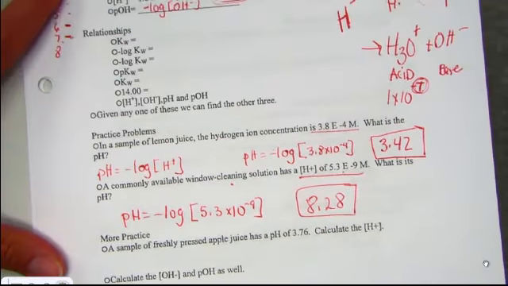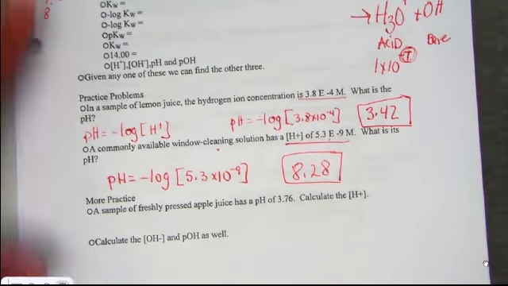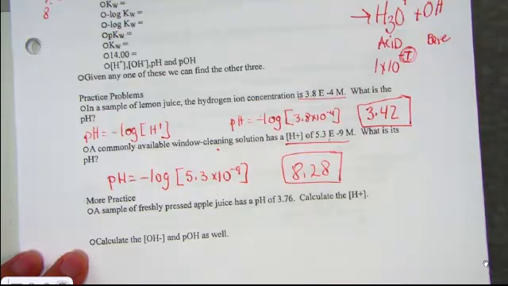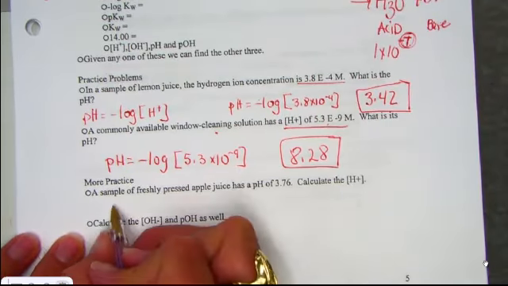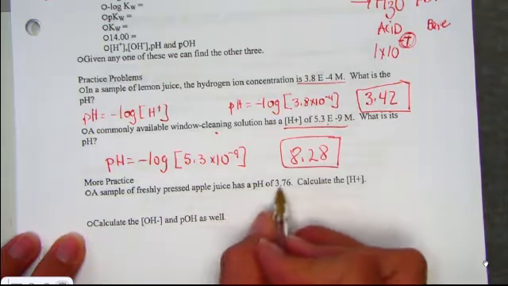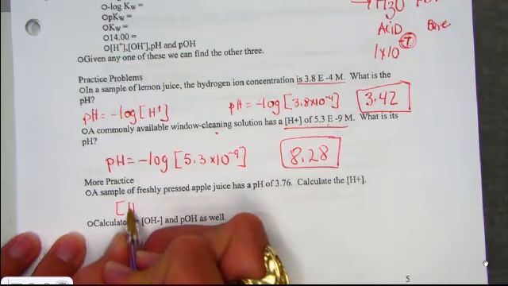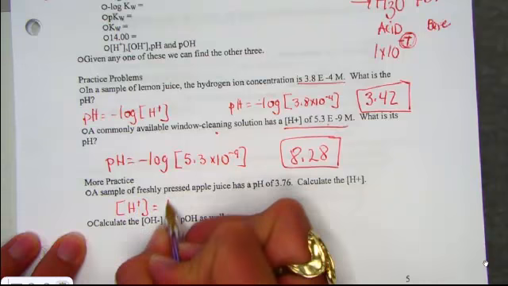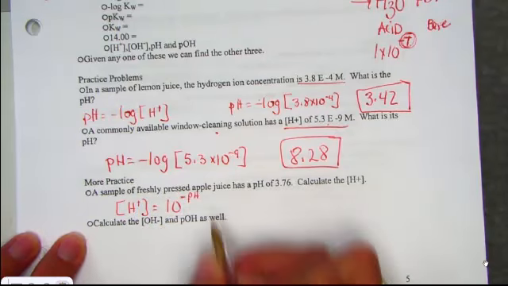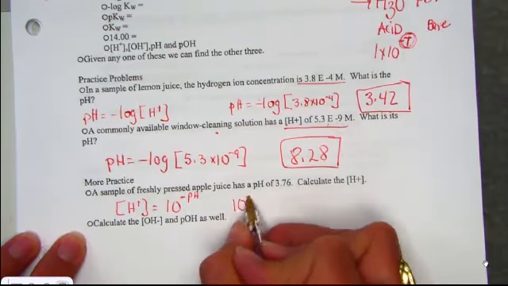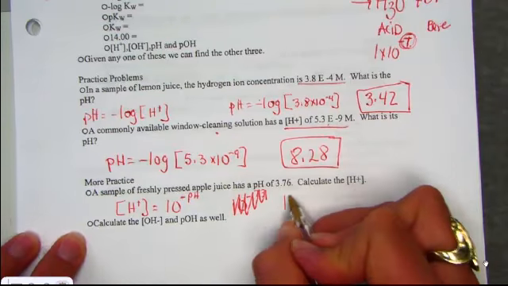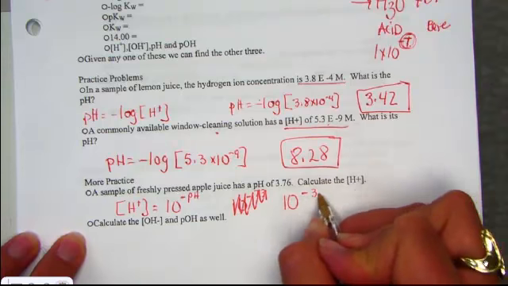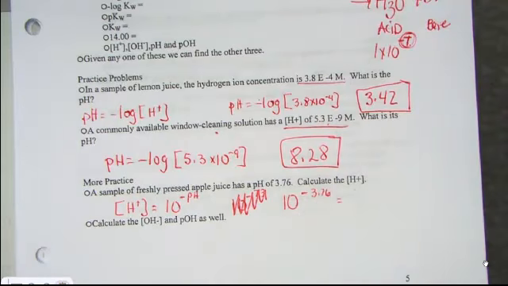Ashley, let's read a little bit about apple juice. Okie doke. Well, alright, apple juice will be acidic. If I want the hydrogen ion provided the pH, that's 10 to the negative pH power. So we're going to hit 10 to the negative 3.76.